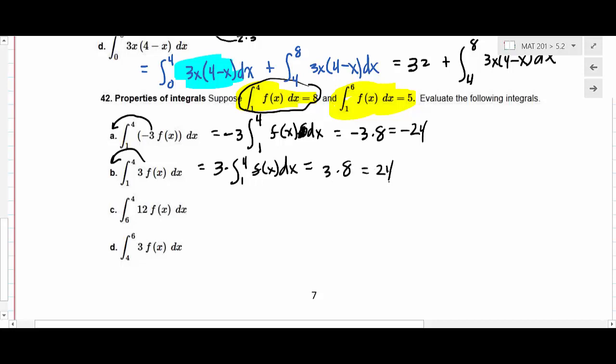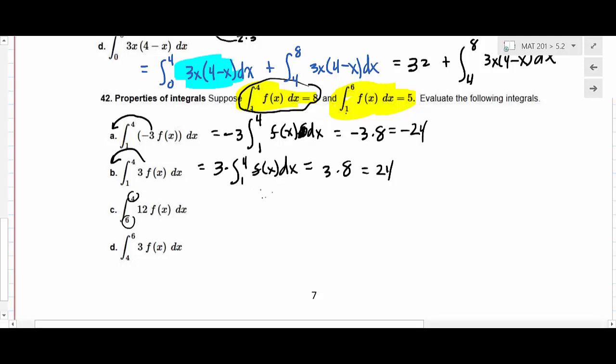Now the next one right here, I think I gave you, this is 12 times that. There's a couple of things going on in this problem that you have to pay attention to. Number one, you could take that 12 out. And then also the limits are different. You have two integrals, an integral from 1 to 4 and 1 to 6. So you have to set up some sort of an equation when you do this.